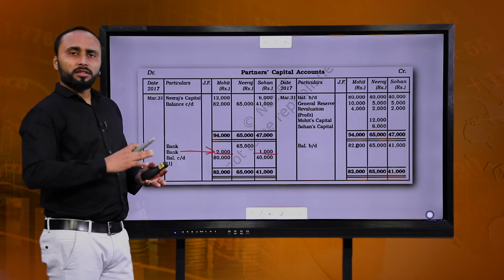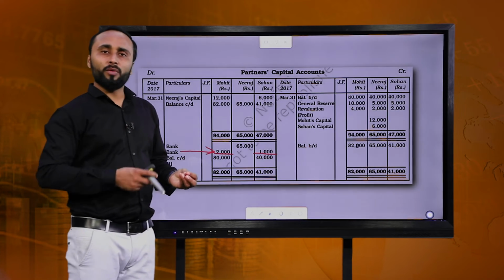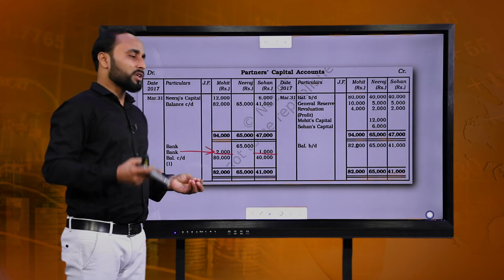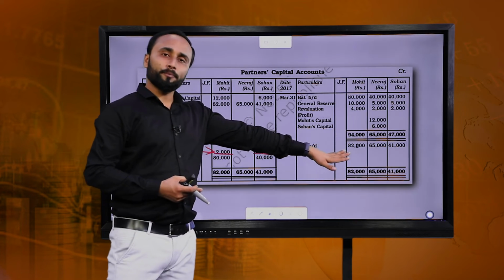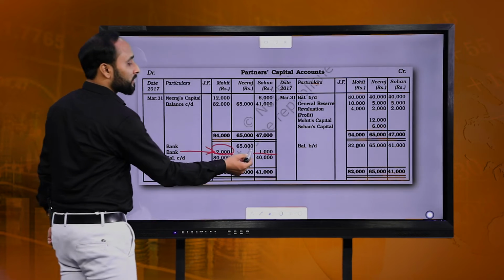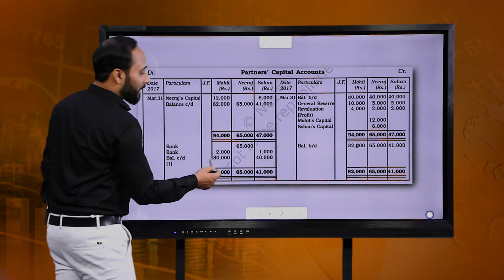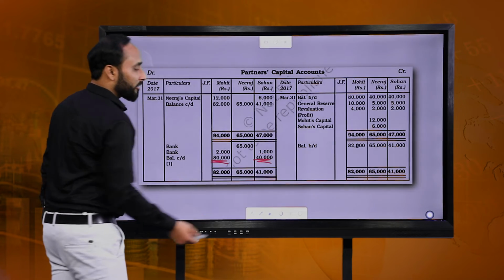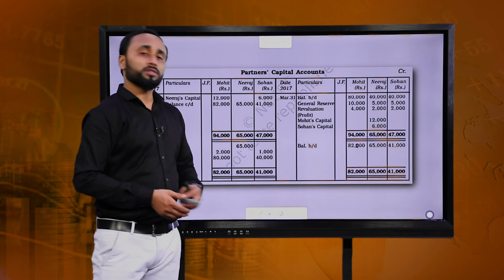In case there was a reverse situation, which means a partner had lesser capital than he or she is required to keep in future, they would have to bring cash, which would have been shown here. Having shown this amount which these partners have to take back, they have to withdraw. Now we just simply write down their new balances, which is 80 and 40, and we complete the capital account, right?